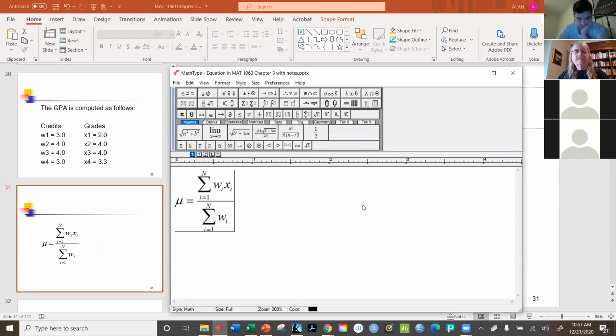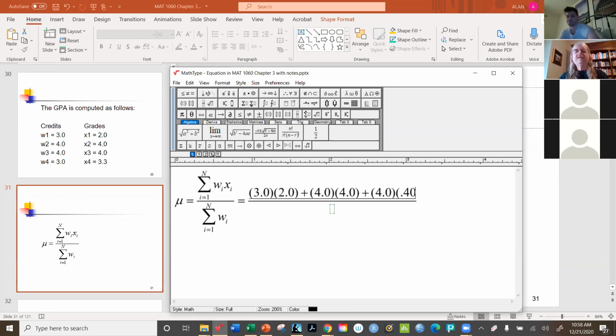Let's see. So the weight of the first class is 3.0 credits, grade of C. That was English. In physics, we had calculus, we had 4 credits, and we got a 4.0 for the class, A. And then we had 4 credits for physics, where we also got an A. And then we had 3 credits for psychology, where we got a B plus. And then down here we have the weights, which are 3.